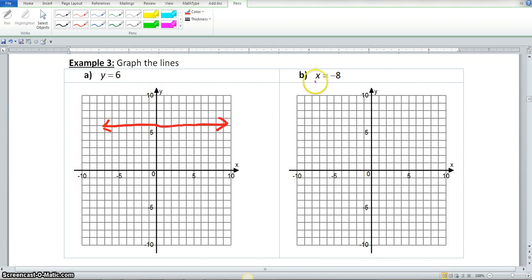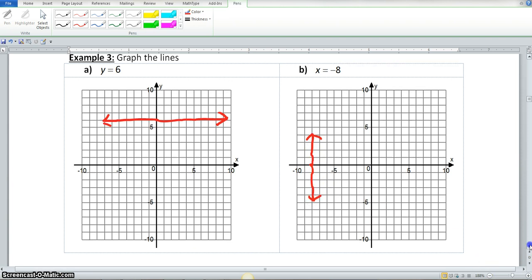Y is 6. Now we come here, x equals -8. So we go on the x-axis and we go over to -8 and plot that point. And then we draw a vertical line. Now I can go very far or you can make it short, but as long as it's a straight line with your arrowheads on it.